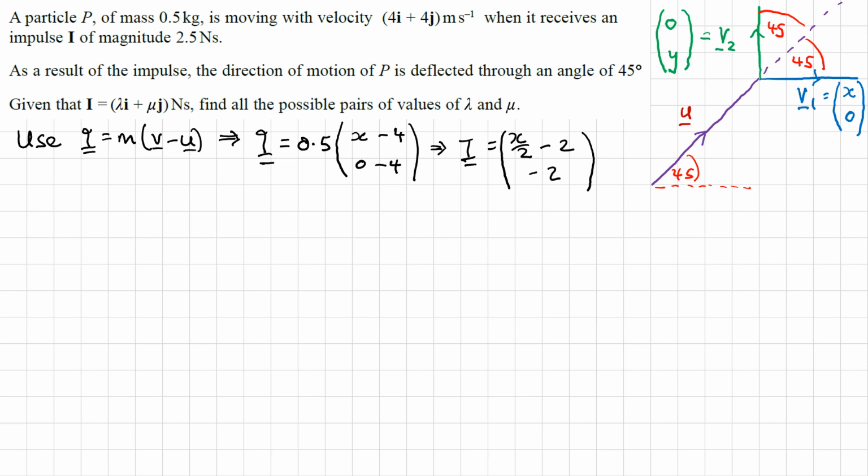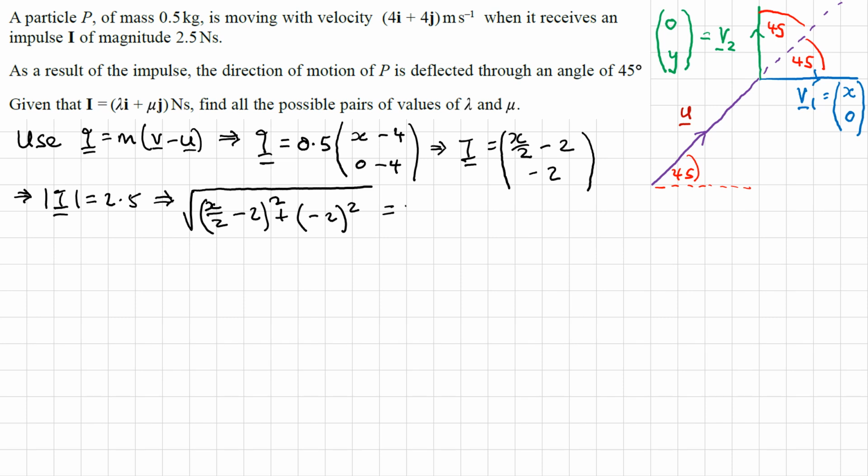Okay, now what can I do with this? Well, I'm told that the magnitude of the impulse is 2.5. In other words, the size of the impulse is 2.5. If I do Pythagoras on this i part and j part, that's going to be equal to 2.5. So it's going to be the square root of (x over 2 minus 2) squared plus negative 2 squared, which is equal to 2.5.